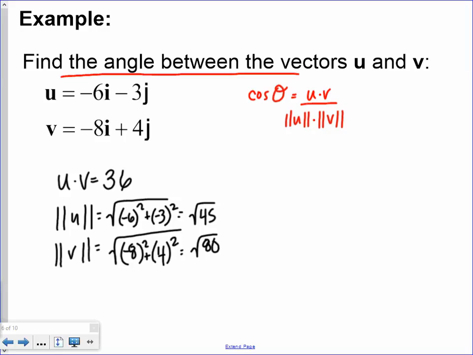So I'm going to go ahead and plug in all the information that I have. The cosine of theta is equal to the dot product, which we know from our previous example is 36, divided by the square root of 45 times the square root of 80.